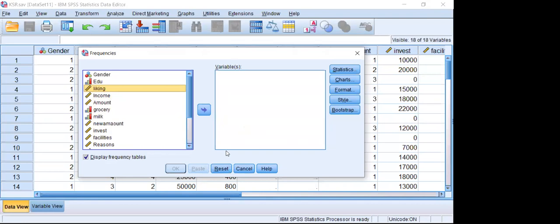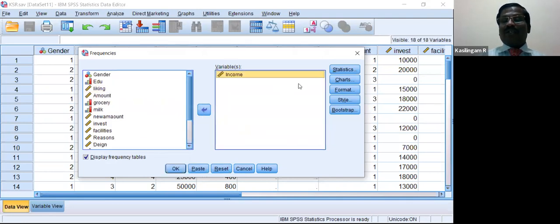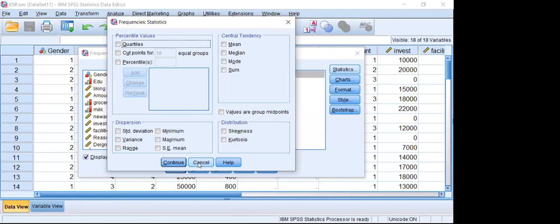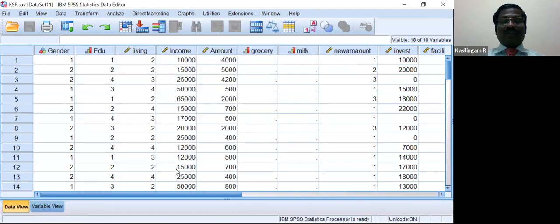So now let me put income into the variable. So here, statistics. Whatever you have clicked will already be there. I have removed it, right? You have to remove this mean. Once you have clicked, till you close that data set, whatever you have clicked will be there. Now I have removed it. Now let me say okay. Now let me go to the result.